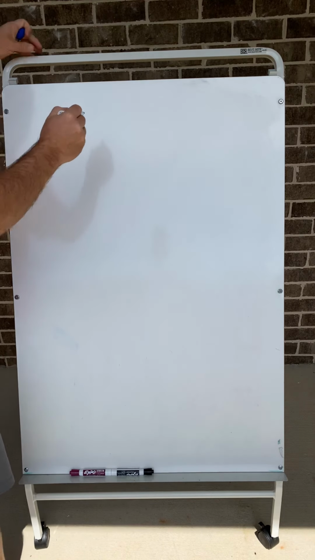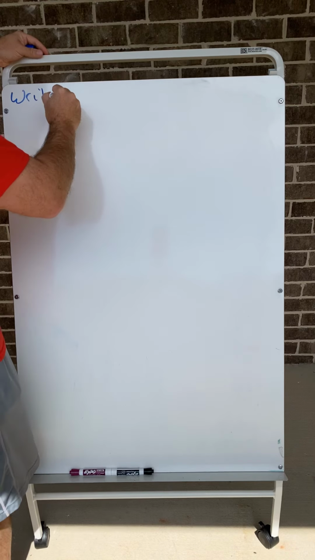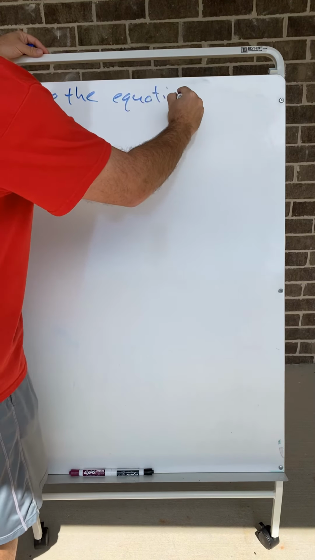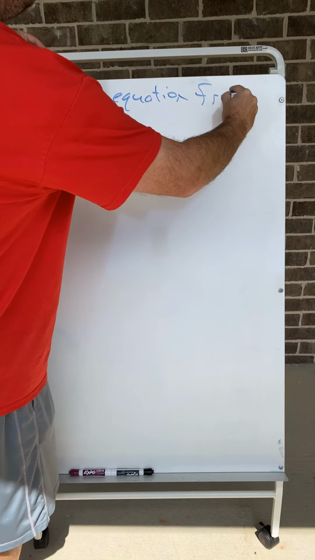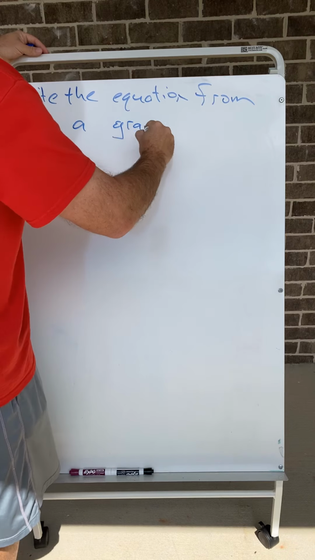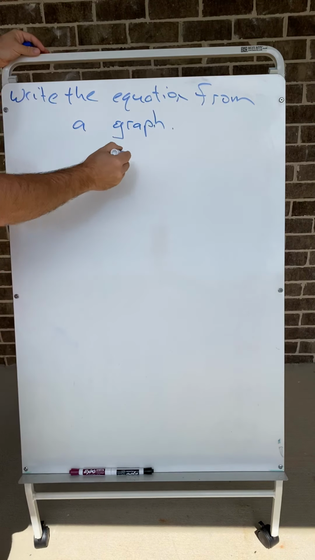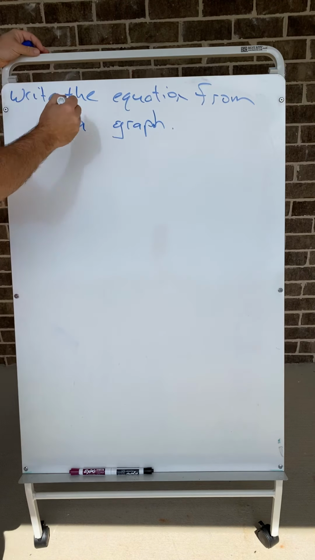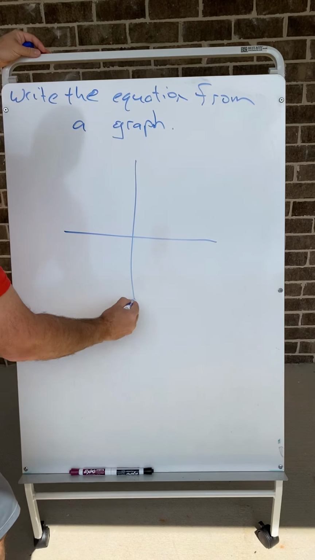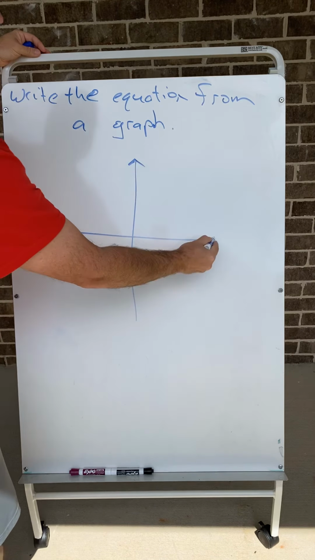Okay, so today we're going to talk about writing the equation from a graph. That's your title for today. We're going to write the equation from a graph. That's neat. So if I have a graph, let's say I draw a graph and I go 5 every direction.